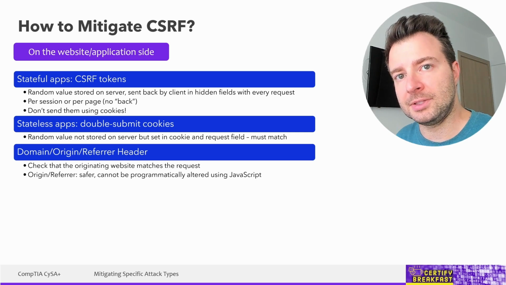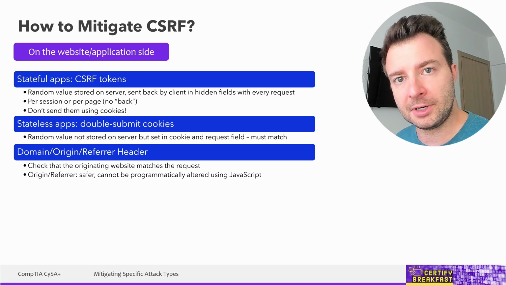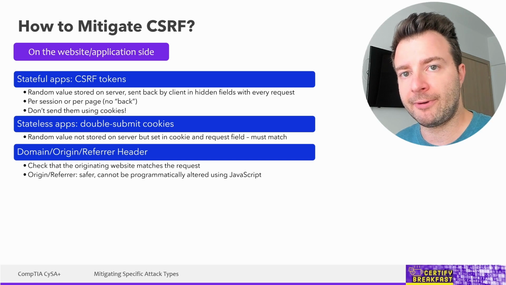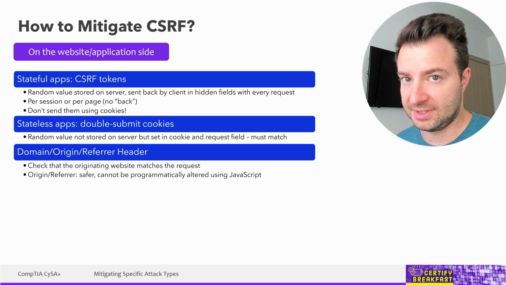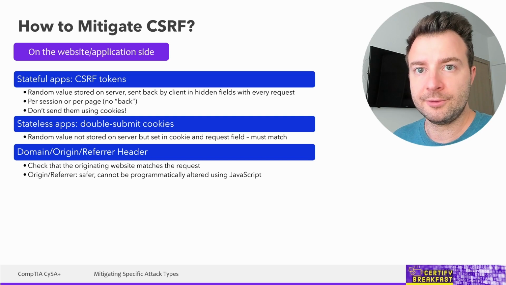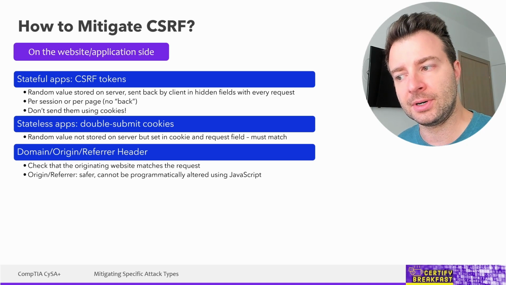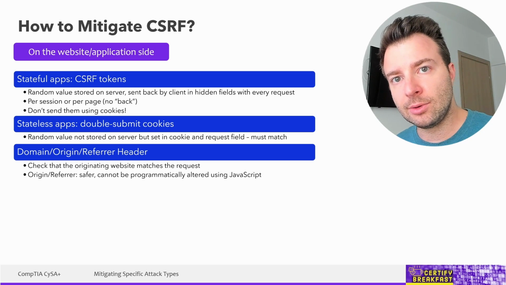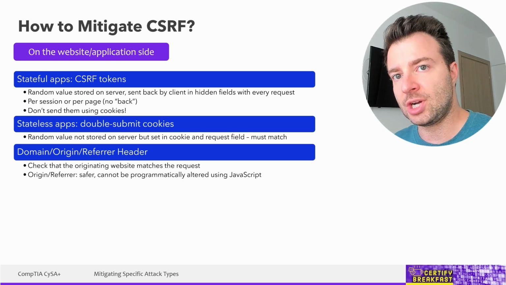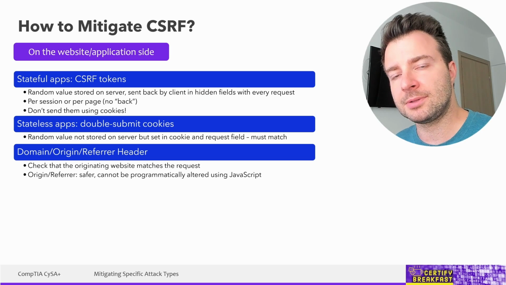Another method is by using specific HTTP headers like domain, origin, or referer. All of them are concerned with validating that the request is coming from a valid website address, which is exactly what doesn't happen when we are facing a cross-site request forgery attack. Generally, checking the origin or referer headers is considered to be safer because those two are types of headers that you cannot programmatically change using JavaScript. Only the browser can change those parameters, and we trust the browser a bit more than we trust the code that the browser is executing.